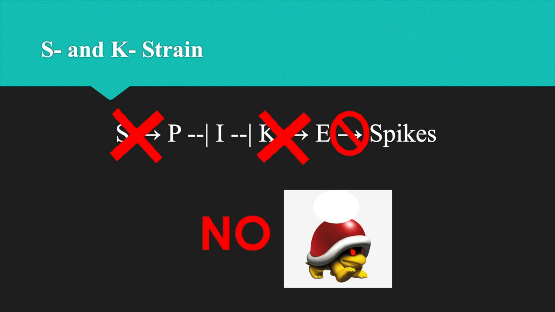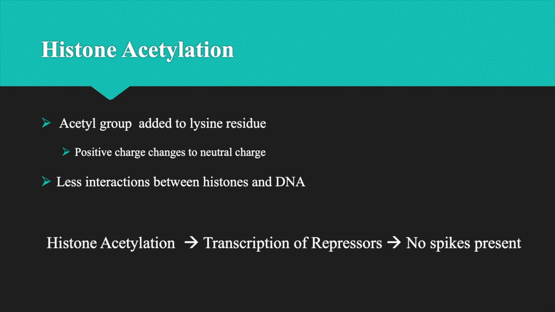Now, we've discussed how different mutations in our gene sequences could lead to different phenotypes, but we can actually also have different phenotypes from the same genome sequences. Let's take a look at an example.